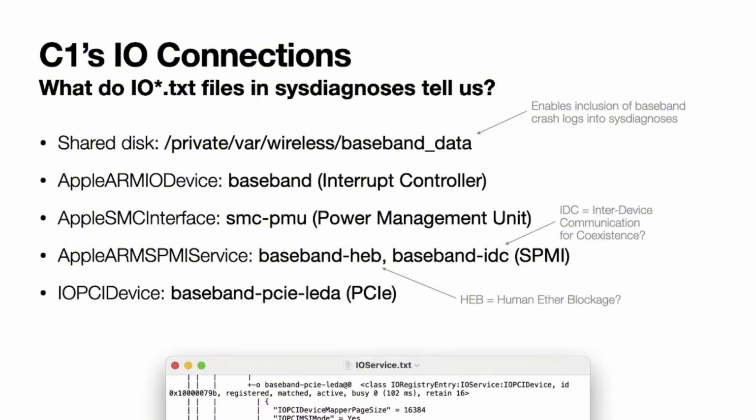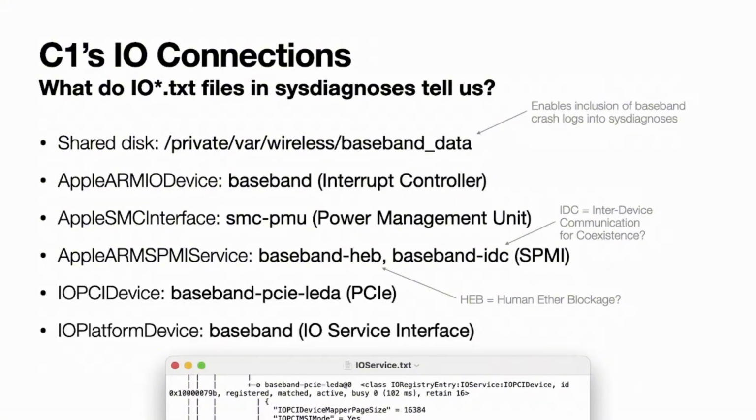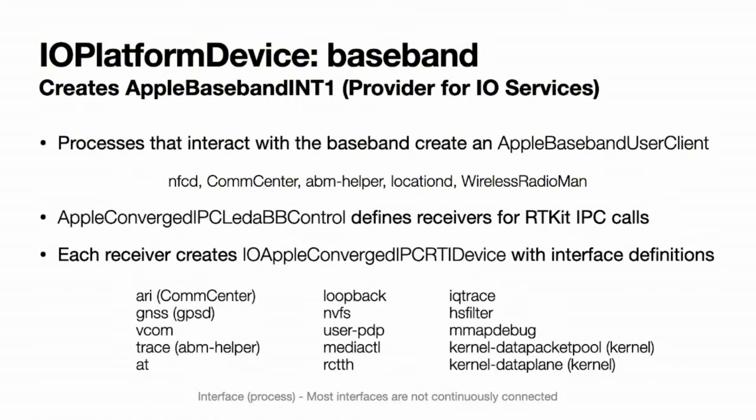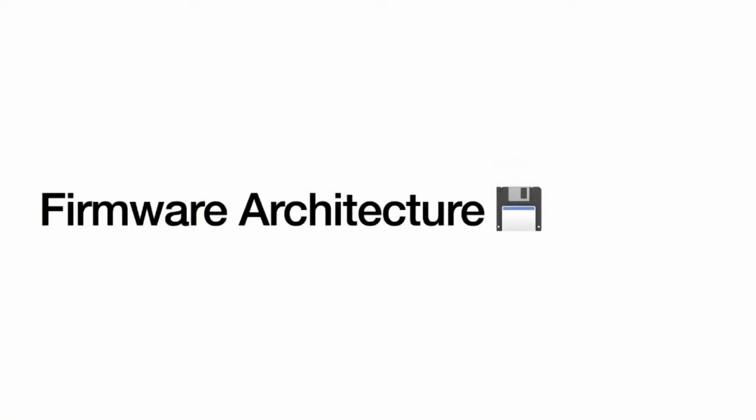And then there's a PCIe device, which enables an I/O service interface. And to this interface, there are various processes in iOS which connect, like NFC, COM center, and so on. And there's some special stuff to enable real-time kit inter-process communication. There are some interfaces like ARI, I just presented that, and also some other ones which are not in use by any process. And I think mmap debug will only be used for testing purposes. With that basic knowledge, we can dive into the firmware architecture of the baseband.